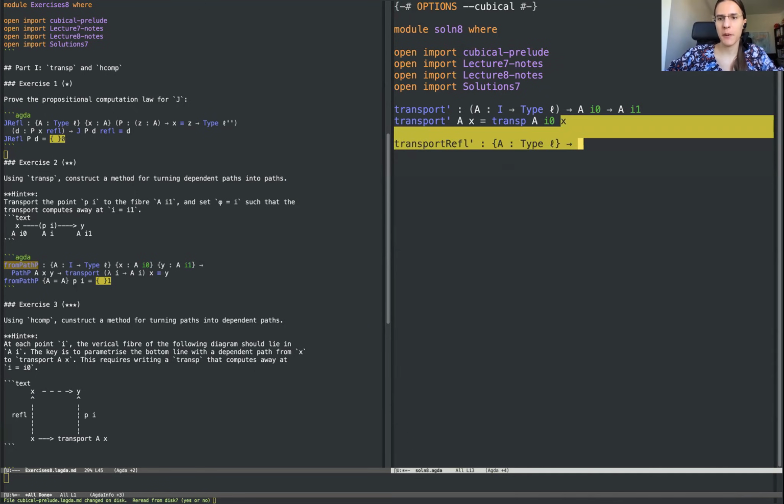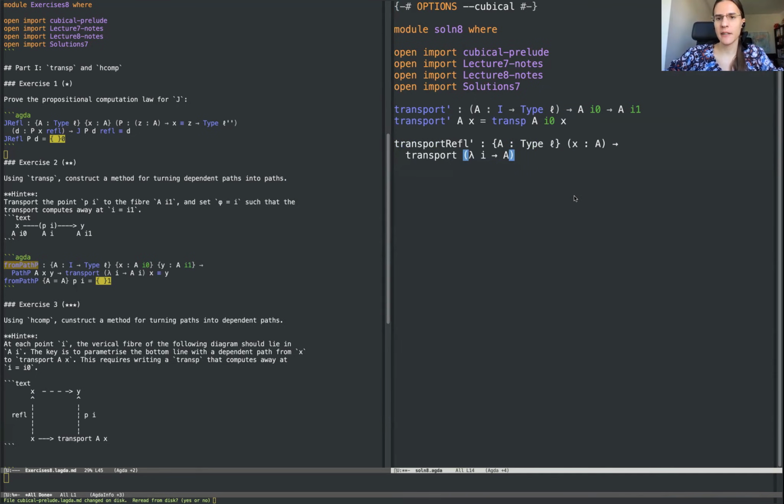And given a point x in A, we can claim that transport in the constant family, in the constant line of x, is the same as just returning x propositionally, not definitionally. And in order to prove this, this is where this i0 parameter comes in. So I probably need A for this. Transport prime.